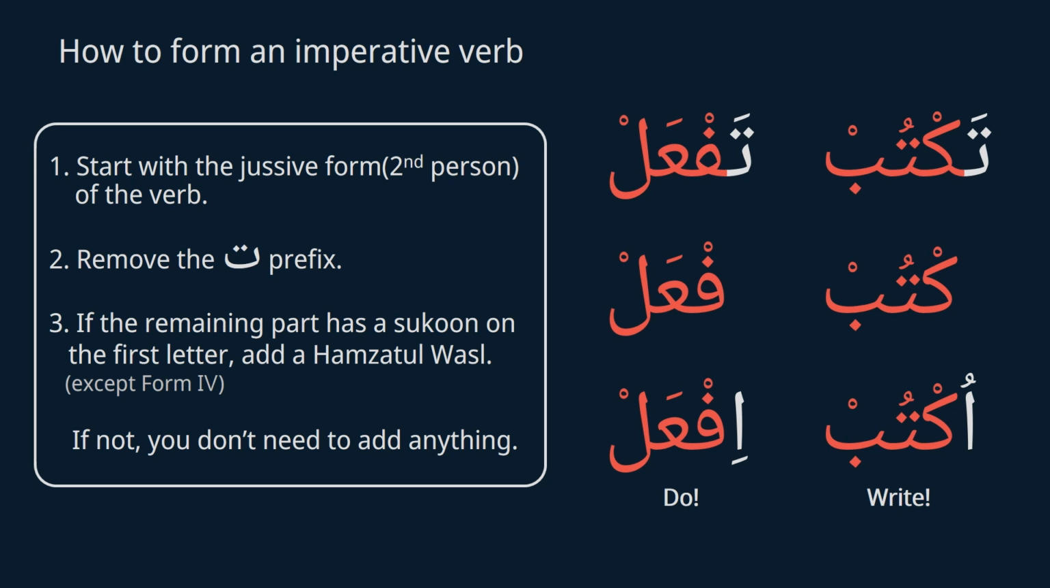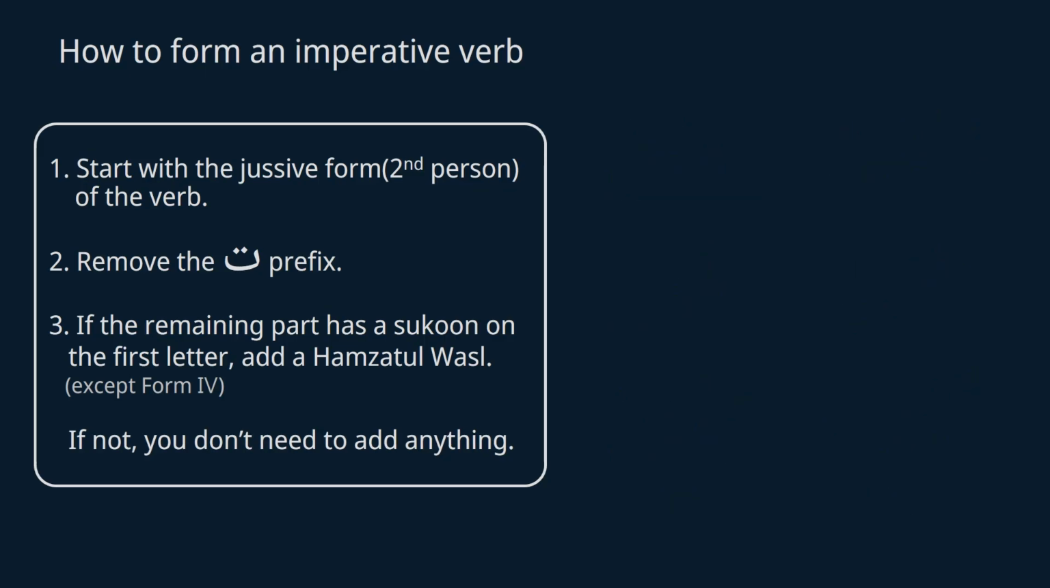Please note that the hamzatu wasl can take either kasra or dhamma, and to determine which one it takes, we need to look at the vowel on the third letter. If it is dhamma, the hamzatu wasl also takes a dhamma, like this verb uktub. If the third letter doesn't have a dhamma, then the hamzatu wasl will take a kasra, like the first example, if'al. Let's look at two more examples.